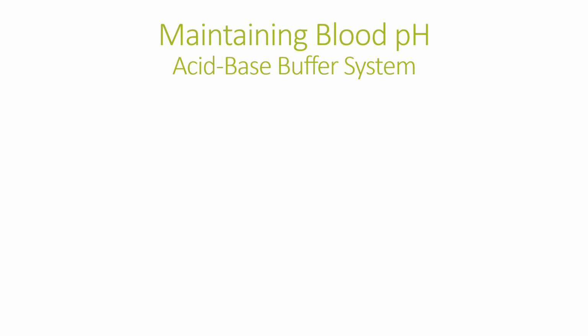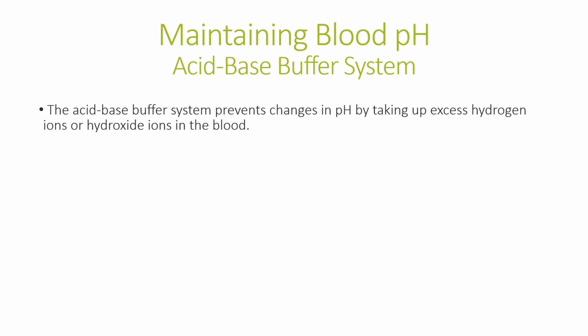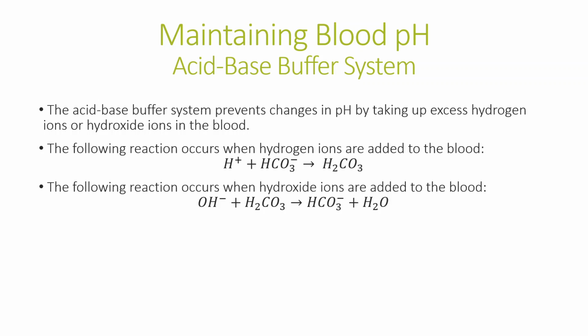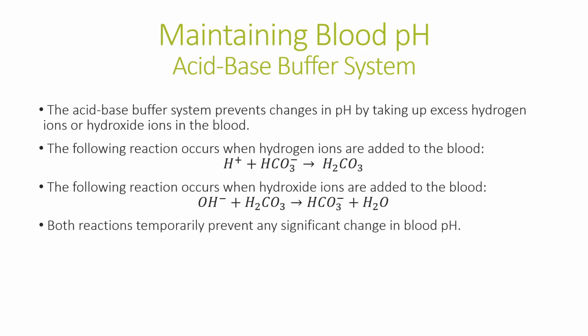The acid-base buffer system prevents changes in the pH by taking up excess hydrogen ions or excess hydroxide ions that enter the blood. And this reaction involves carbonic acid and bicarbonate ions. And you can see here the reactions that happen when hydrogen ions or hydroxide ions are added to the blood. These reactions temporarily prevent any significant change in the blood pH. However, they're not a permanent solution because a blood buffer can be overwhelmed unless a permanent adjustment is made, which occurs in the lungs.